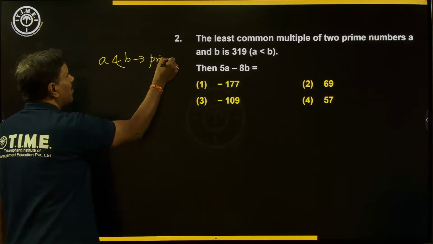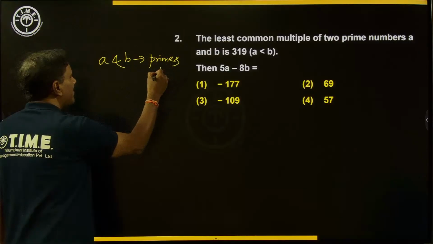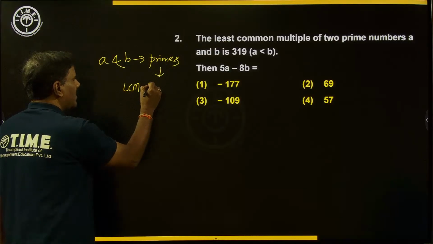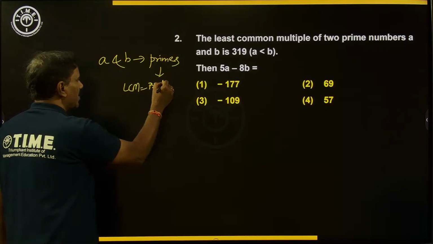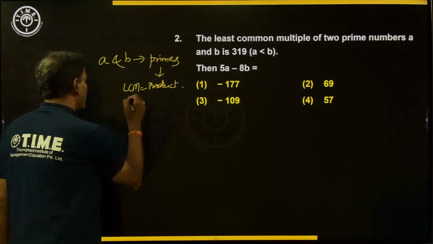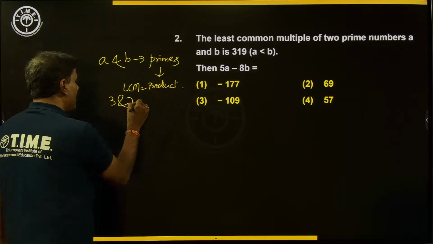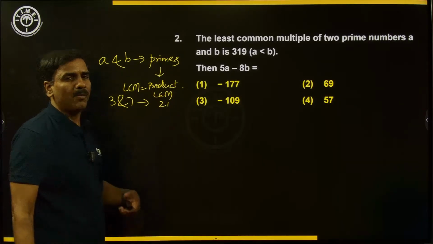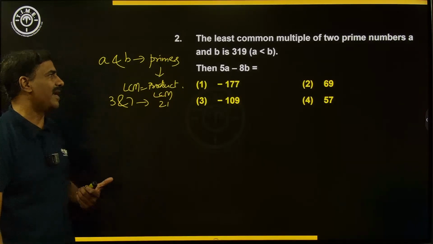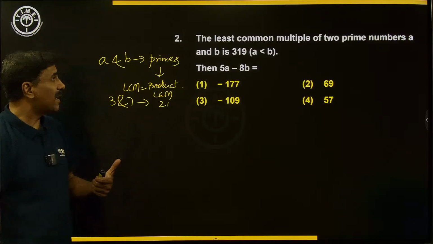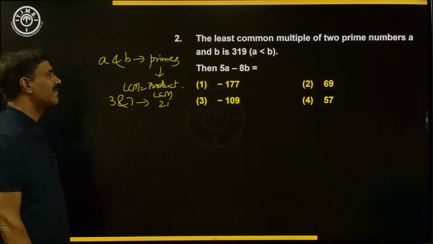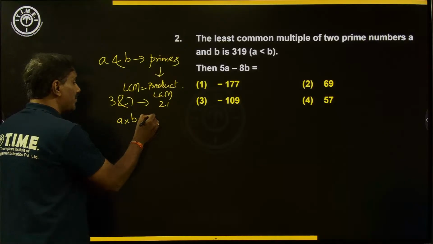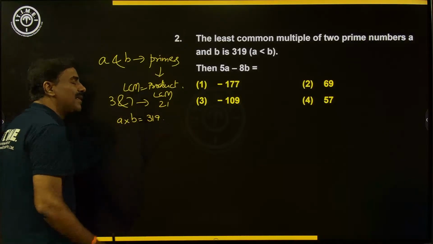So for two prime numbers, LCM will always be equal to their product. Suppose you are considering numbers like 3 and 7, what is the LCM of 3 and 7? We can say 3 7s are 21, because up to that there won't be any common multiple. So in the same way, in this particular case, LCM of a and b is given as 319. So in other words, a into b should be equal to 319.